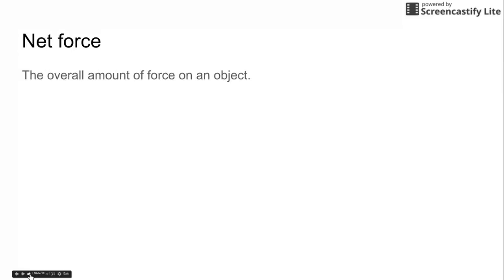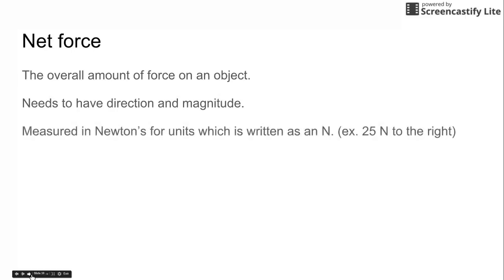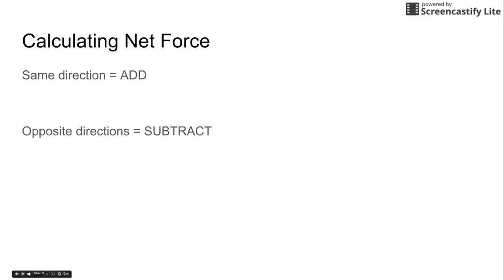So the net force is the overall amount of force on an object, and it needs to have direction and magnitude. So how hard, in newtons, and in what direction. It's measured in newtons for units, which is written as a capital N. So an example might be 25 newtons to the right. When you calculate net force, if two arrows are pointing in the same direction, you add the forces together. If they're going in the opposite direction, you would subtract.